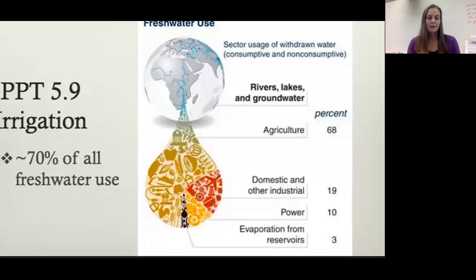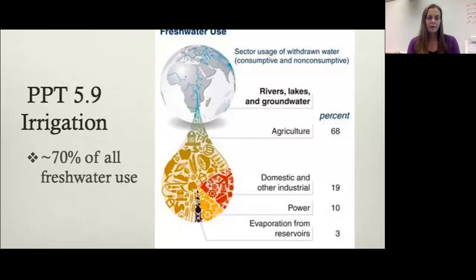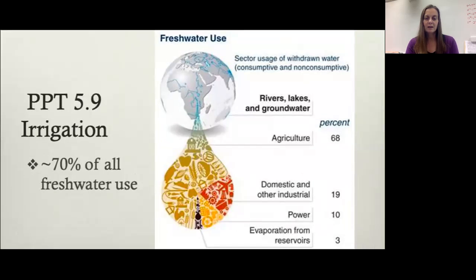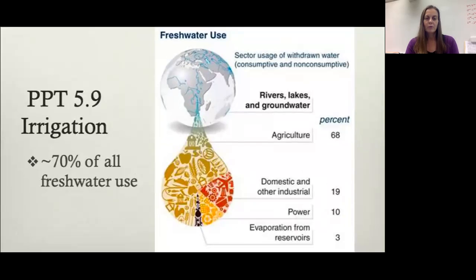Okay. All right, so still in Unit 5, talking about irrigation. Approximately 70% of all the fresh water that is used in the world, not just in the United States, but in the entire world, is used for irrigation. And we know that there's really not a lot of fresh water out there. Hopefully you remember that there's only about 2.5% of the water on Earth that is available to us as fresh water. And so almost 70% of that goes into irrigation or into agriculture.